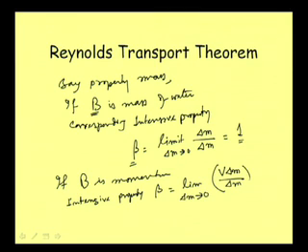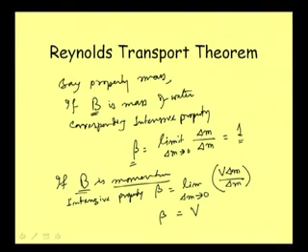So, when we write like that, when delta m tends to 0, this will get cancelled, and ultimately beta is equal to v. That means this is the velocity. So, when our extensive property is momentum, then the corresponding intensive property is the velocity. That way we can have this sort of relation between extensive property and intensive property.